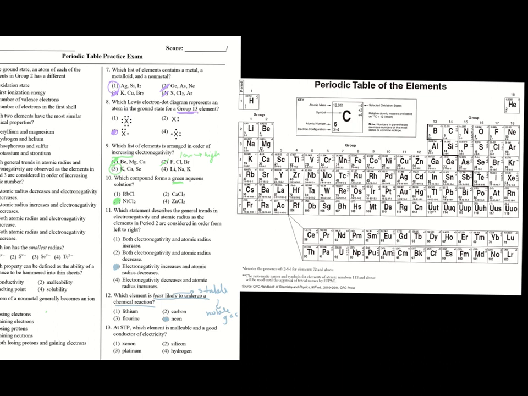Number 13. At STP, which element is malleable and a good conductor of electricity? So we're thinking something that is a metal. And out of all these choices, choice 3 is correct, platinum.